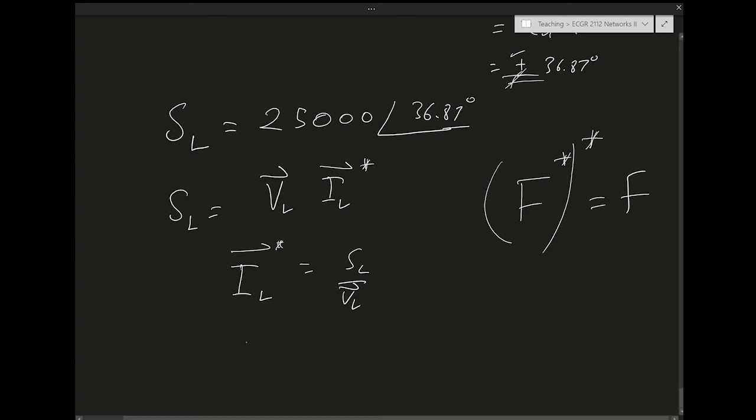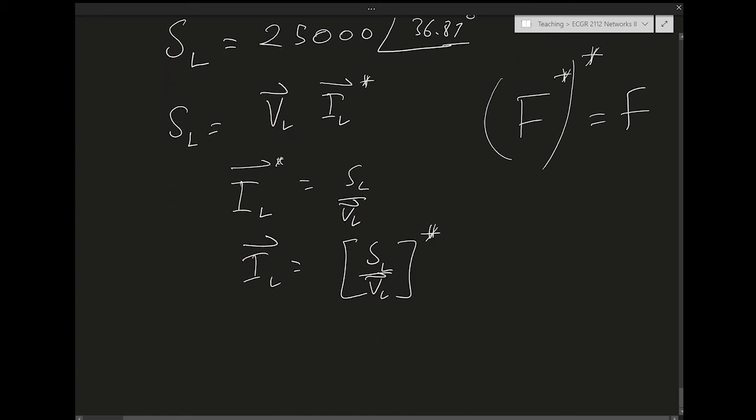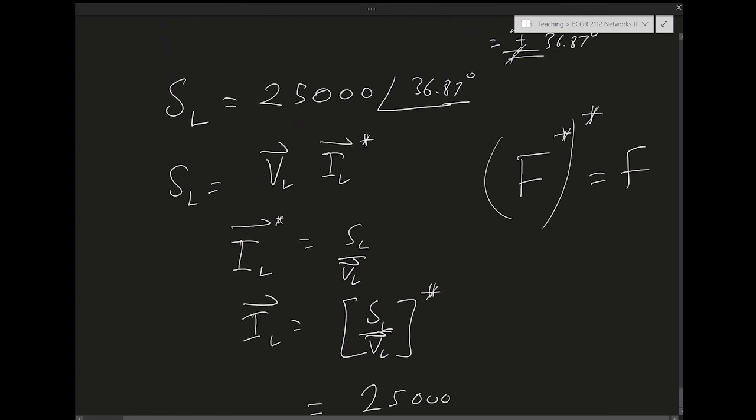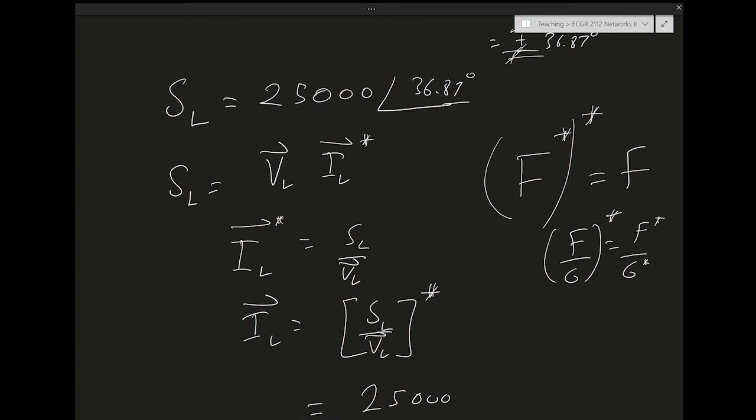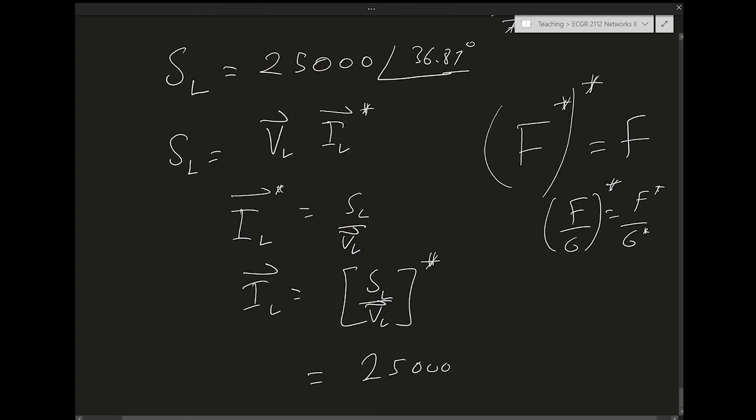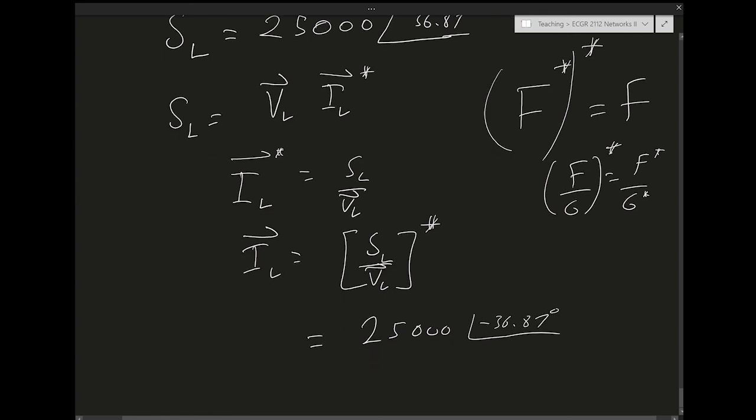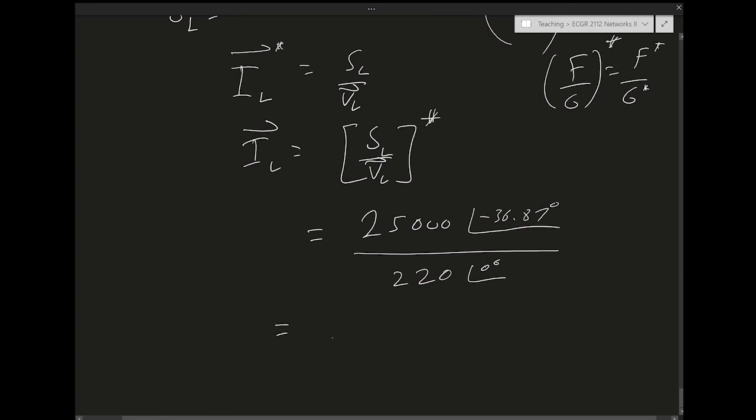So I take the complex conjugate on both sides, I end up with IL phasor equals SL over VL phasor conjugate. So this equals 25,000, of course, and if I have F over G conjugate, that's equal to F conjugate over G conjugate. You can always distribute the conjugation across multiplication, division, addition. It's a very useful property to keep in mind. So the conjugation of SL is going to be minus 36.87 degrees, and VL anyway is 220, 0 degrees, so it doesn't matter. Negative of 0 is 0. If I do the number crunching here, plug it into the calculator, I end up with IL being 113.64 minus 36.87 amps RMS. Everything is in RMS right now. That's how I'm expressing everything.